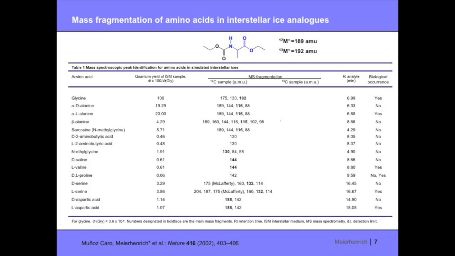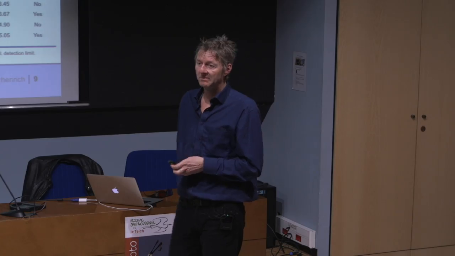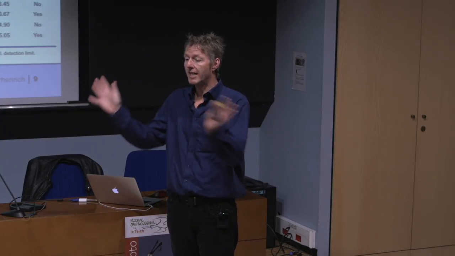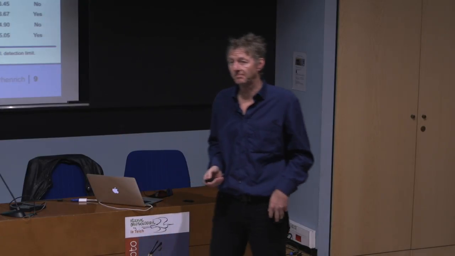Here you see the masses of the carbon-13 sample, and you recognize immediately, in the case of glycine, which is one amino acid, you have the molecular mass of 175 in the carbon-12 sample and 177 in the carbon-13 sample. And this means in glycine, which is the most simple amino acid, you have 2 carbon atoms. And this gives you a mass difference of 2. So the produced glycine is 100% the result of these small carbon monoxide, carbon dioxide, methanol, ammonia, and water molecules. So there is no doubt that this variety of amino acids is not the result of contamination.